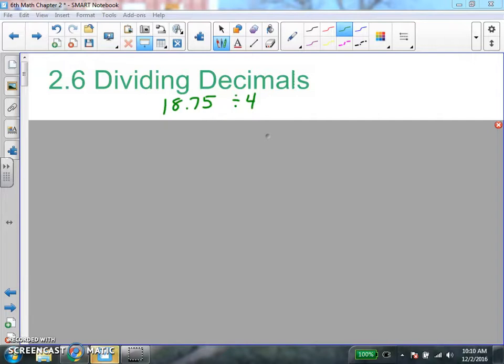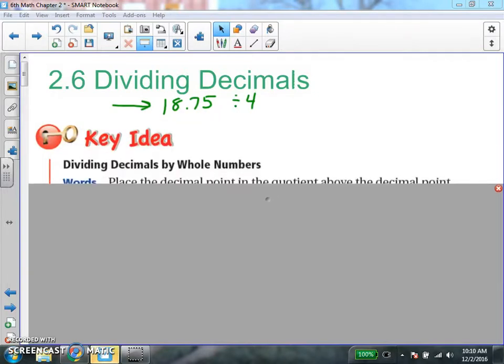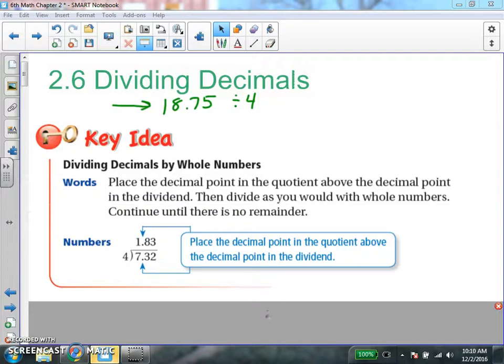Okay, so let's get started today. I'm going to ask you to be able to do 2 things by the end of this. I want you to be able to divide decimals by whole numbers, like in this example, and I also want you to divide decimals by other decimals. I'm going to give you a strategy that I think works well, and hopefully it clicks by the end of this lesson.